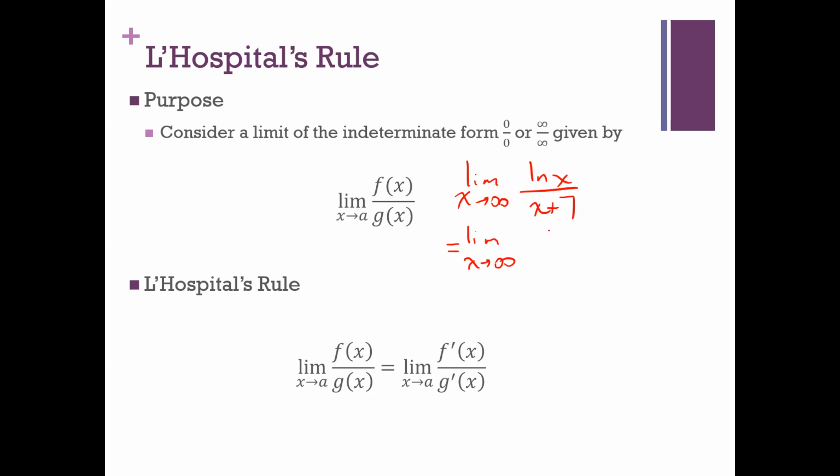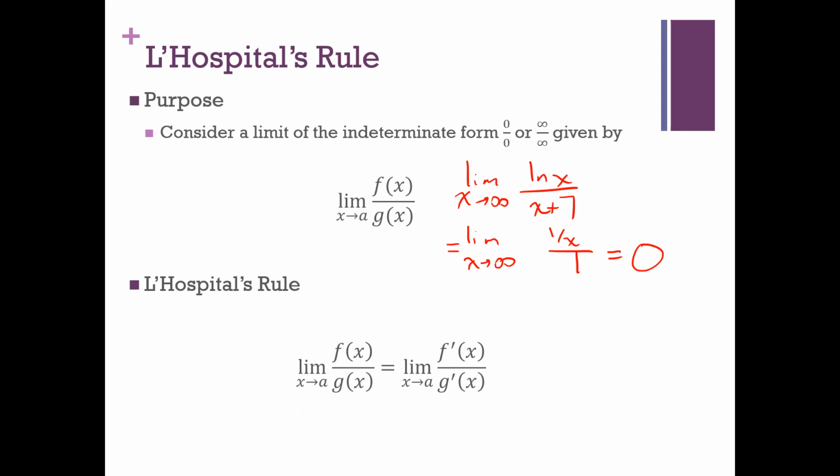1 over x. It's 1 over x. What's the derivative of the denominator? 1. Okay. Is this a limit that we can get our hands on? Yeah. What's that limit? 0. So not obvious the first time we looked at it, but now it's pretty simple to get to. That limit is 0.